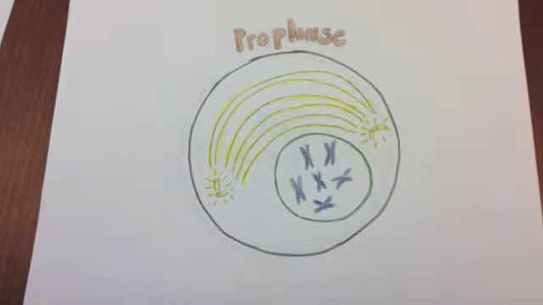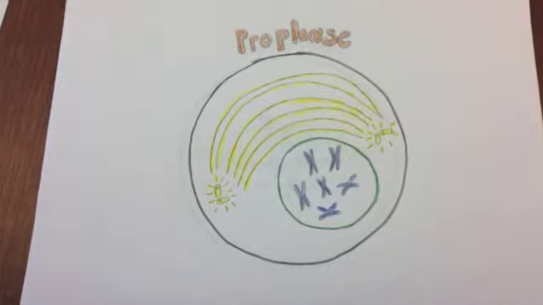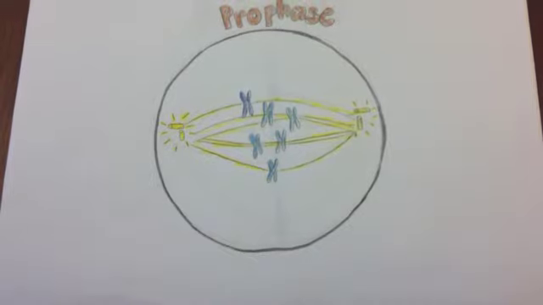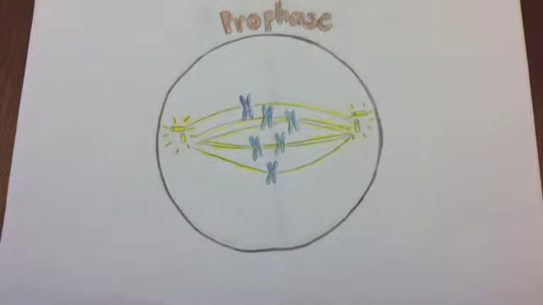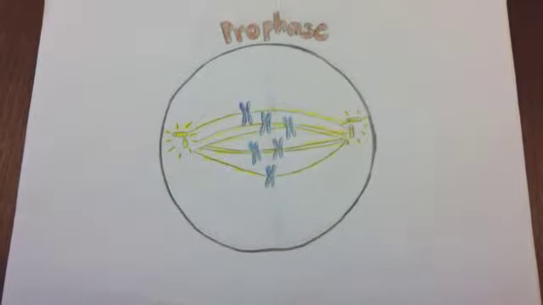In prophase, chromatin begins to condense. The nucleolus disappears and centrioles move towards opposite ends of the cell. Then the nuclear membrane dissolves. Proteins form kinetochores on chromosomes and microtubules attach to the kinetochores, moving the chromosomes.